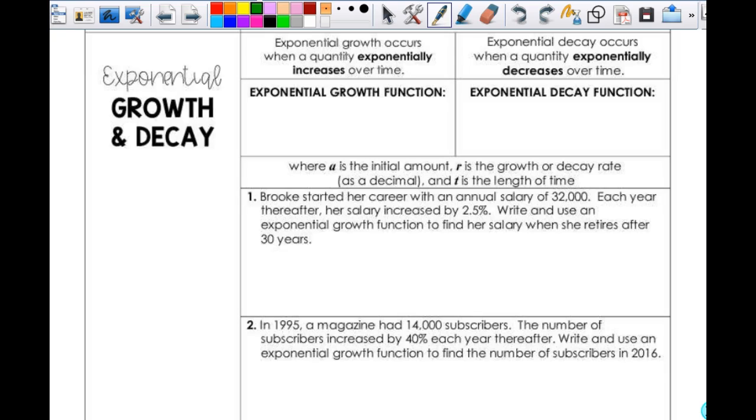But so you have exponential growth when a quantity exponentially increases. That's why it's called growth. It would look something like this. f of x is equal to a times 1 plus r to the t power. Oh, I put x. It should be f of t. Sorry. What do you think t stands for? Time. Yeah. Okay. So f of t equals a times 1 plus r to the t power.